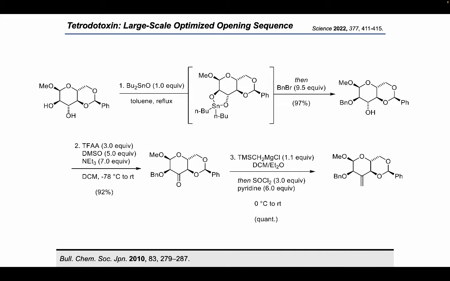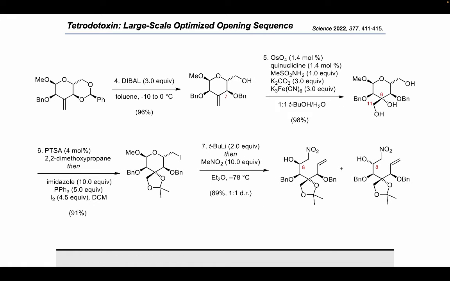This is why we next optimized an alternative opening sequence that enables the generation of decagram quantities of the cycloaddition precursor, while our current approach provided about 1 gram. Here, we have started with the commercially available glucose derivative and optimized the first 3 steps that were reported by Sato in the literature, which included a regioselective benzylation, a Swern oxidation, and a Peterson olefination.